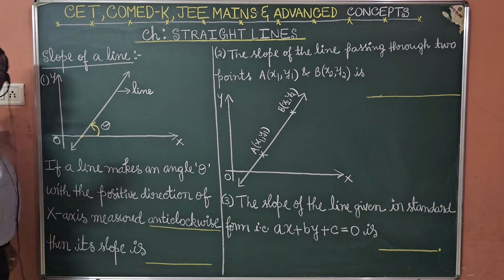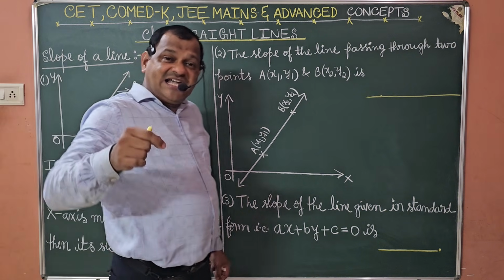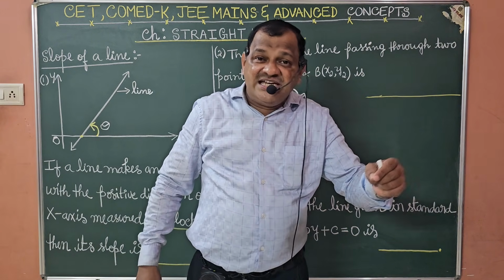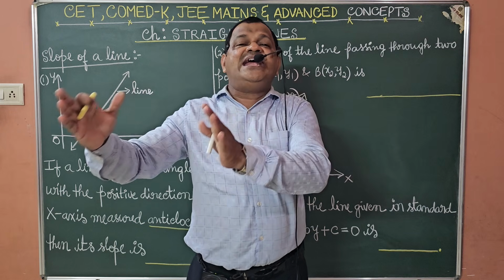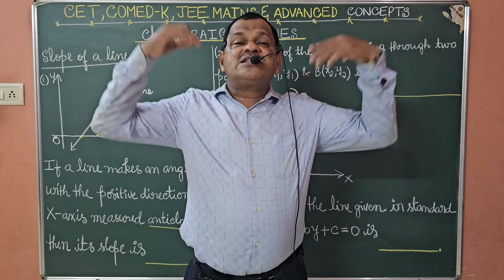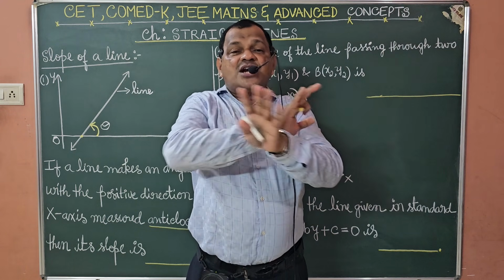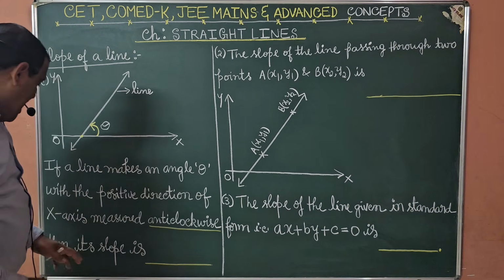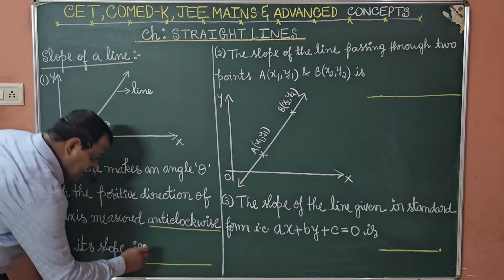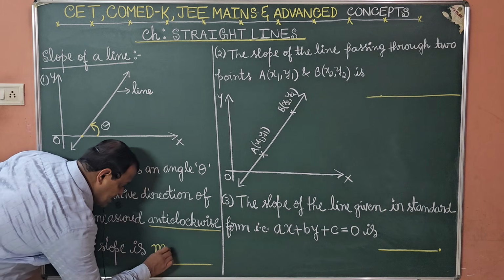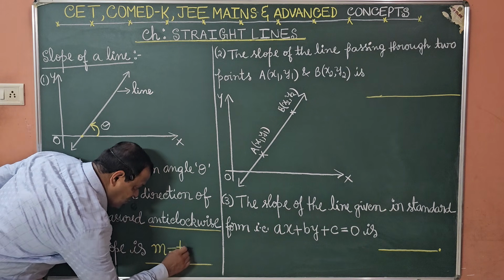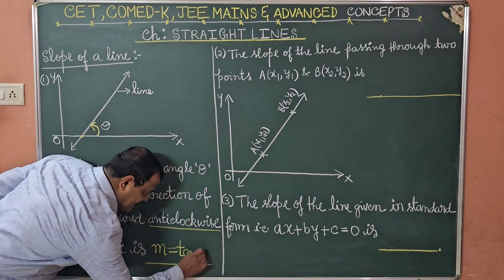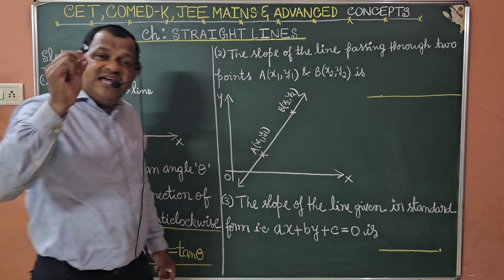In other words, the angle theta made by the line is from 0 degrees to 180 degrees, not more than 180 degrees, and not even negative. Then we can find the slope of the line using the formula m, that is the notation for slope, is equal to tan theta. This is the basic formula.